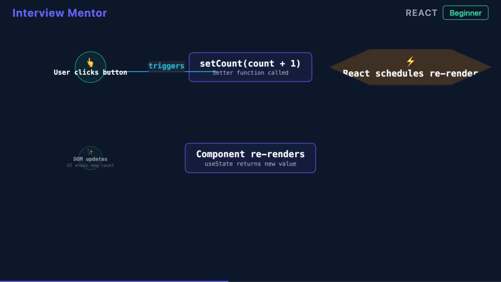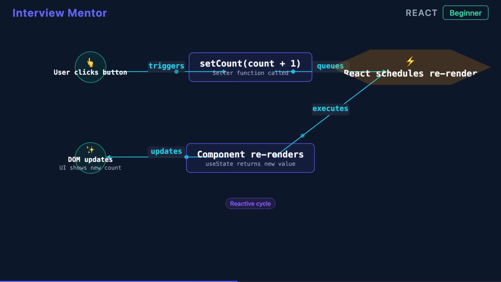Here's what makes useState powerful. When you call the setter function, React doesn't just update the variable. It schedules a re-render of your entire component. During that re-render, useState returns the new value, and React updates the DOM to match your new JSX output. This reactive pattern is what makes React feel declarative. You describe what the UI should look like for any state, and React handles the updates.